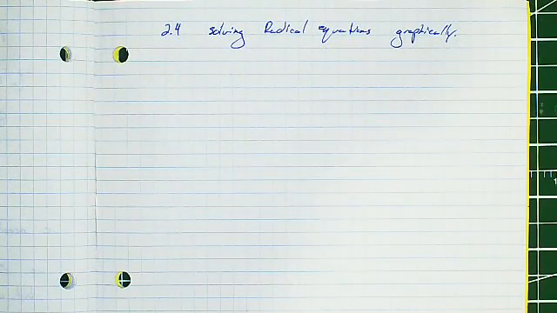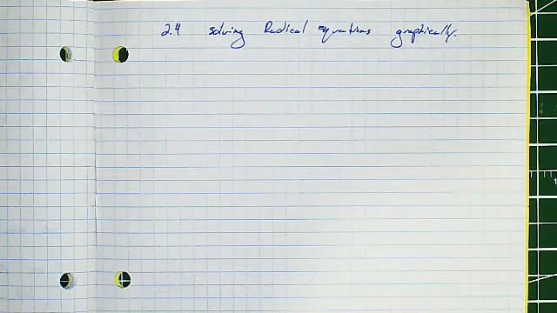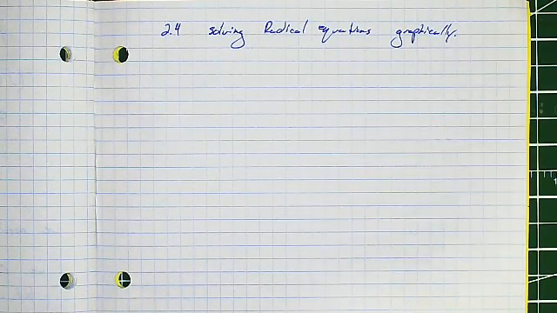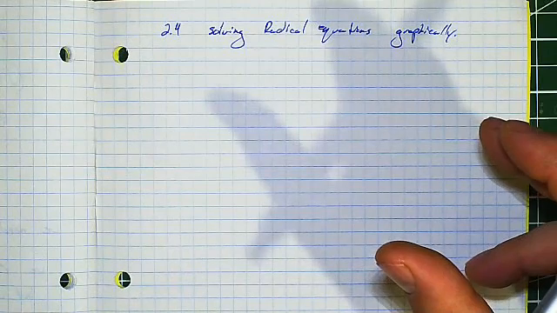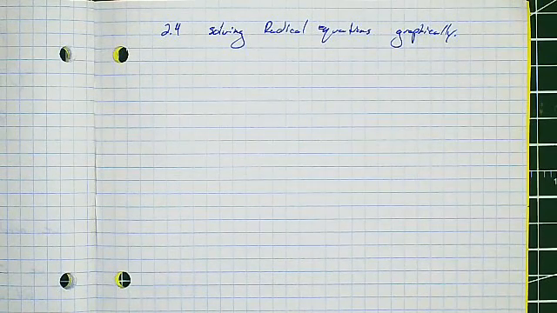So basically, to solve any equation that has a radical in it, you first have to rearrange the equation so that the radical is by itself on one side of the equation and everything else is on the other side.